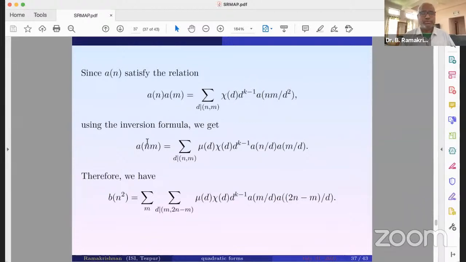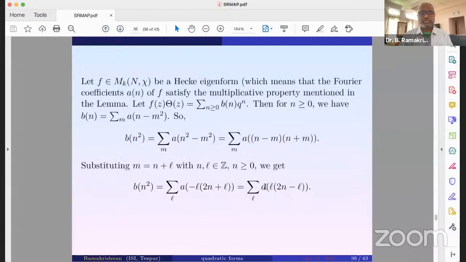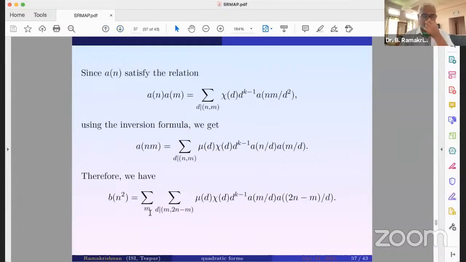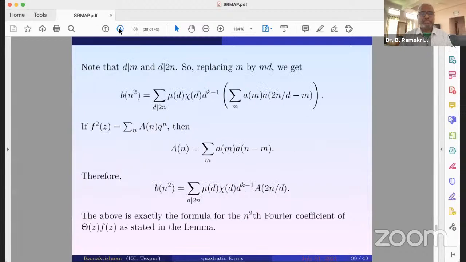So now use the inversion formula. a of nm is the sum of mu d, chi of d, d power k minus 1, a of n by d, a of m by d. Therefore, using this inversion formula, we have b of n square is a of L into a of 2n minus L. Apply that, then it will become summation over m, d dividing m comma 2n minus m, mu of d, chi of d, d power k minus 1, a of n by d, a of 2n minus m by d. Since d divides m and 2n minus m, d divides m and d divides 2n, so we replace m by md, and then again more simplification you can do. b of n square is the sum over d dividing 2n, mu of d, chi of d, d power k minus 1.